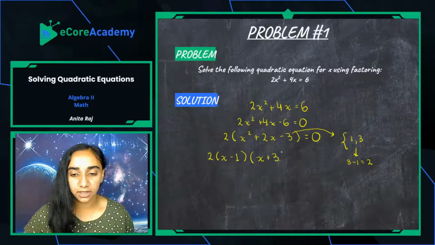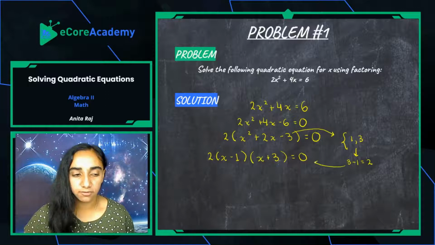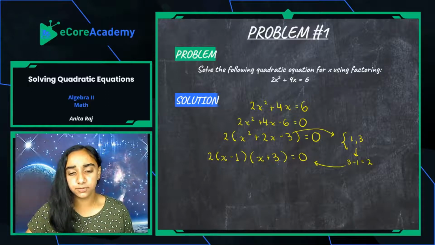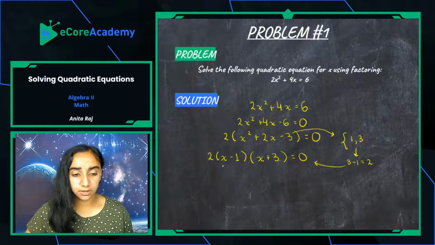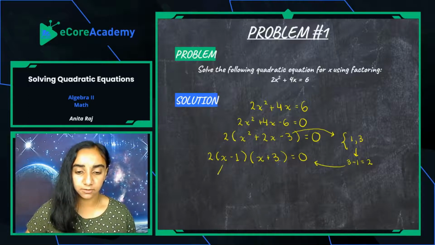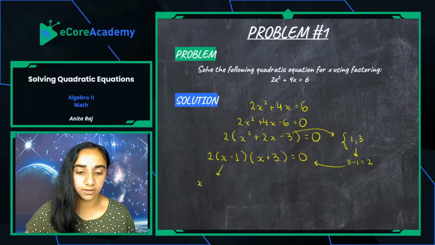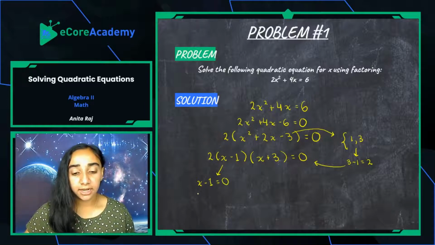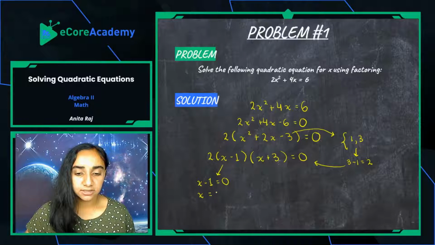So we just factored that, and that is equal to 0. So we just solved that. Now what we want to do is take the expression in the first set of parentheses and set it equal to 0 like we did in the last problem. So x minus 1 is equal to 0. To get x by itself, let's add 1 to both sides. So x is equal to 1.